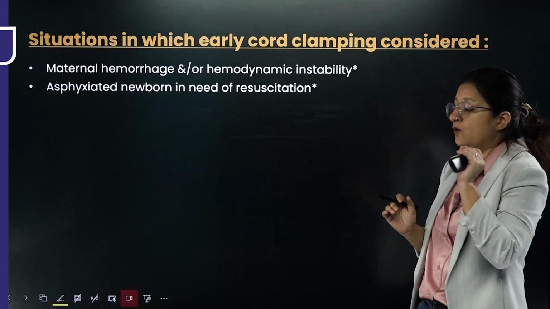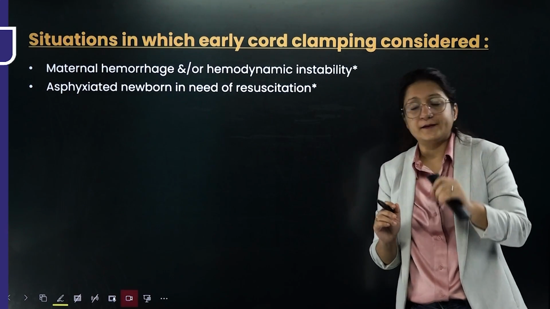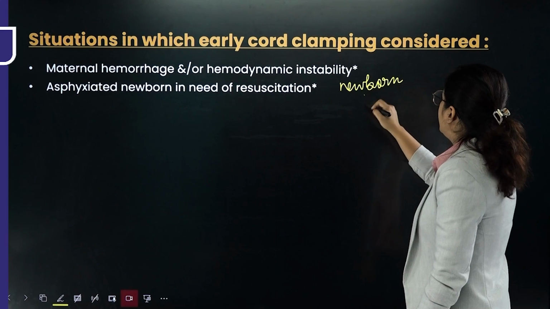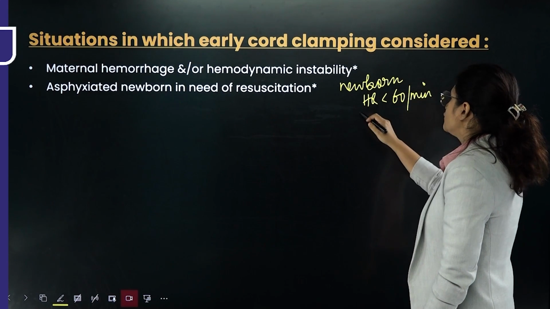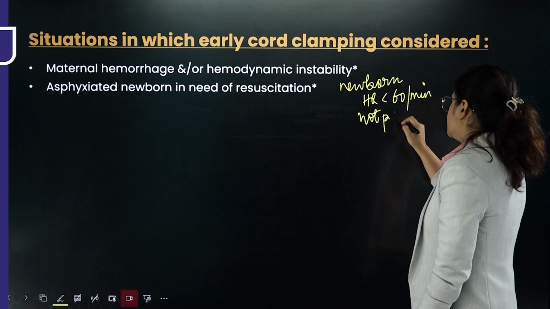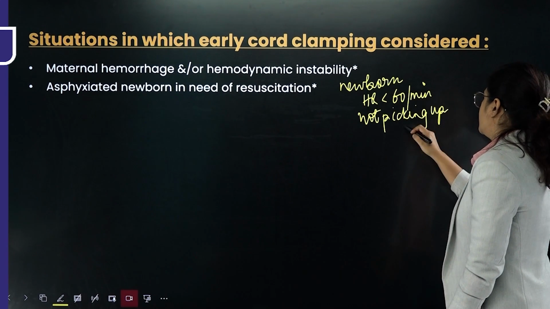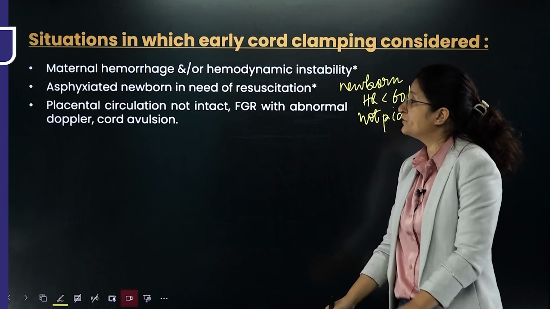Now, there's this one important point given by NICE guidelines, that if the newborn heart rate is less than 60 beats per minute and is not picking up, early cord clamping just after the delivery of the baby.